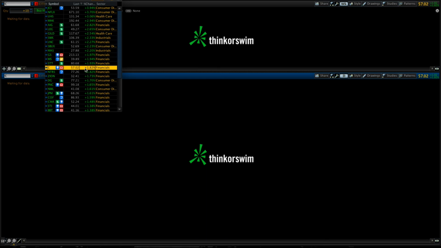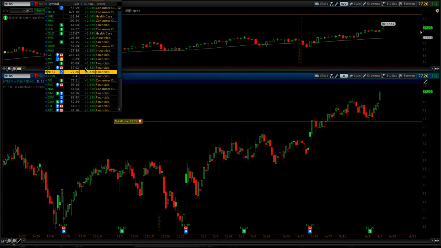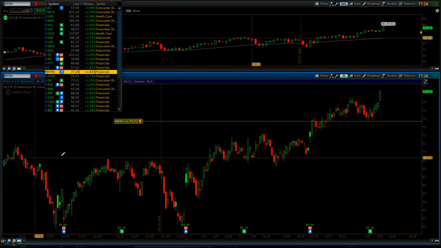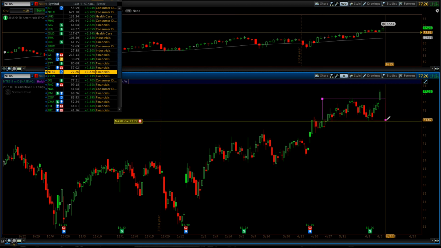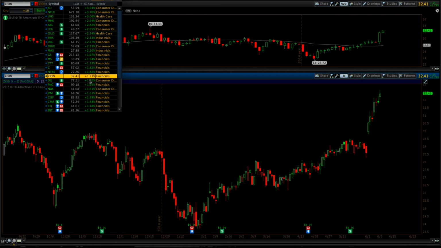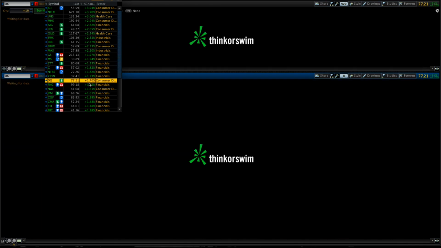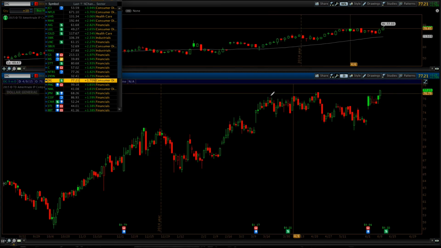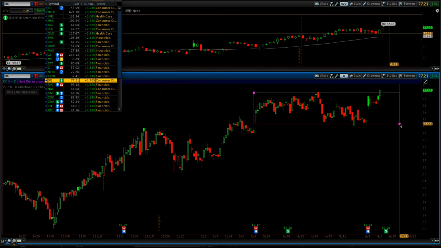Citi, okay, a lot of financials in this list, breaking out to new highs, but no real consolidation. NTRS, you can see I'm in NTRS as well. And here's your consolidation on NTRS. I would put my stop here at 73.75. All right, Zion, way too extended for me. DG, moving sideways. We got a breakout here.